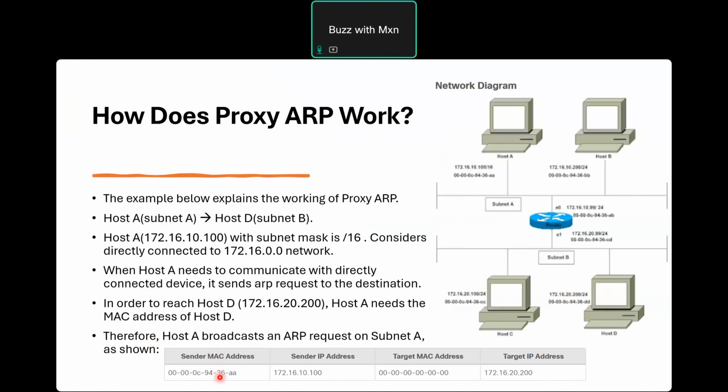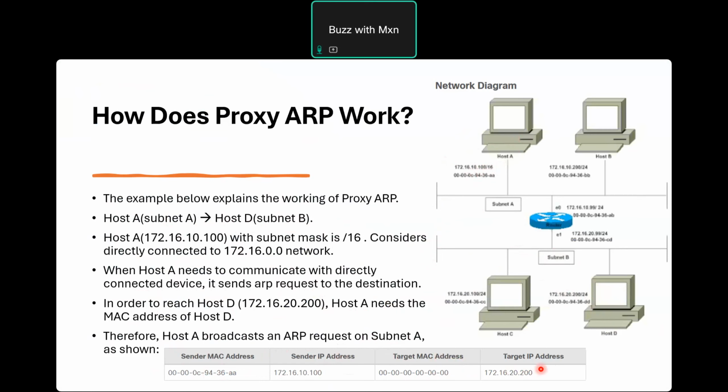This table shows the sender's MAC address, that is host A's MAC address 36.AA. The IP address of the sender is 10.100, which is the IP address of host A. What is the target MAC address? It does not know the target MAC address, so when it does not know it, it replaces the target MAC address with all zeros.